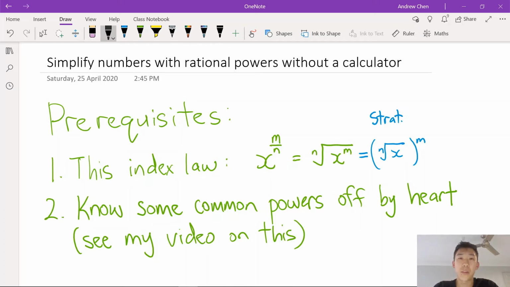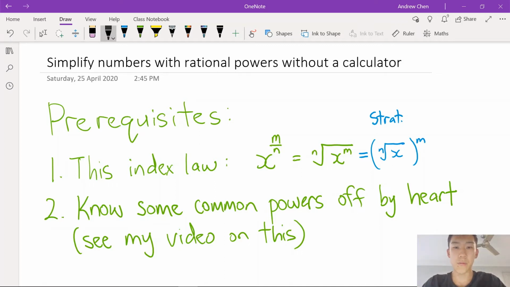To be able to do this, you need to know the index law, the two things here on the screen, right? That index law, and in blue, that is essentially the strategy that I'm going to be teaching you here. If we simplify the index law, then whatever's in blue also works.